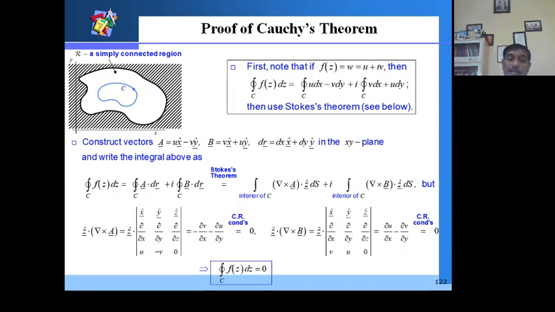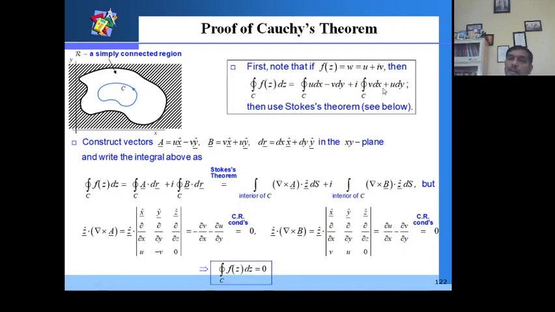In exactly a similar way, we can make this function u dx minus v dy, a line integral. If you solve it using Green's theorem in a plane, this becomes a double integral of ∂u dx minus v dy, which can be written as minus ∂v/∂x minus ∂u/∂y into dx dy. Again, if you apply the Cauchy-Riemann equation, that term becomes 0.